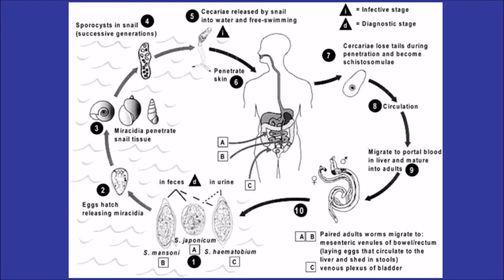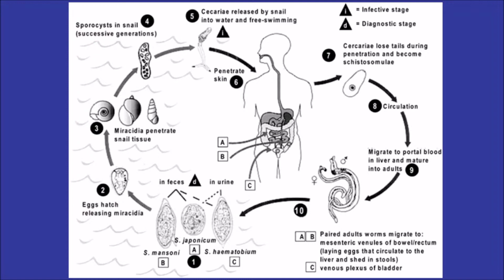When it reaches any organ, usually or mostly it perishes and disappears, except those which reach the liver. In the liver, the cercaria matures into adult worms, male and female. After maturation in the porta hepatis, they start traveling along the portal vein against the stream until they reach the fine venules of the large gut usually, or they reach the venous plexus around the urinary bladder.